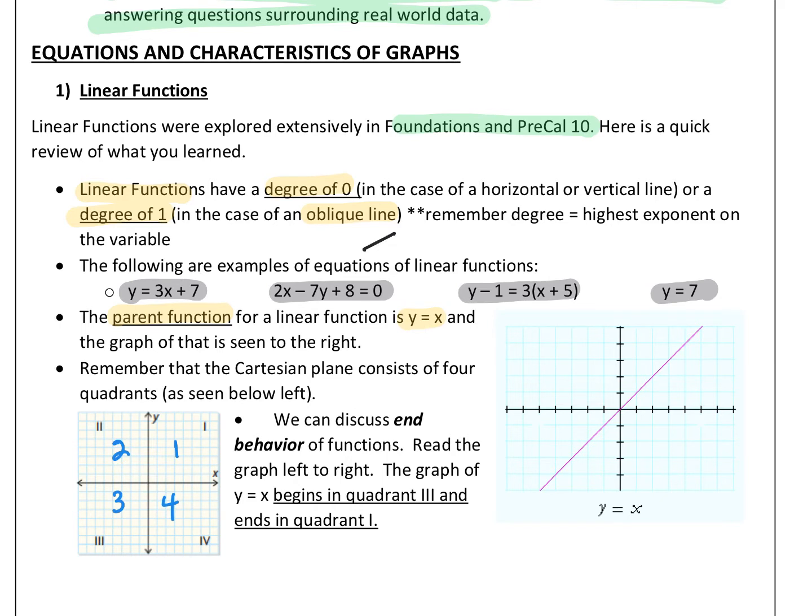The one new thing here that we're going to learn is end behavior, and we're going to be looking at that often throughout this outcome. So what that means is that we read a graph like we read a book. We go left to right. So this linear function, y equals x, begins in quadrant 3, keeping in mind this is 1, 2, 3, and 4. It begins in quadrant 3 and it ends in quadrant 1. So when you read it left to right, this goes from quadrant 3 to quadrant 1. That's called the end behavior.